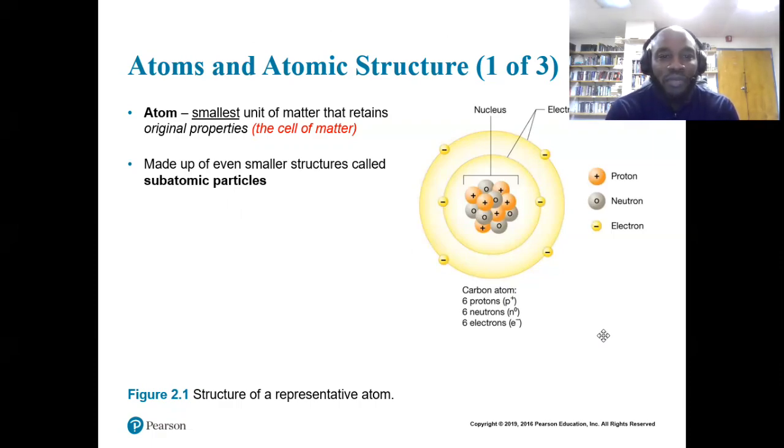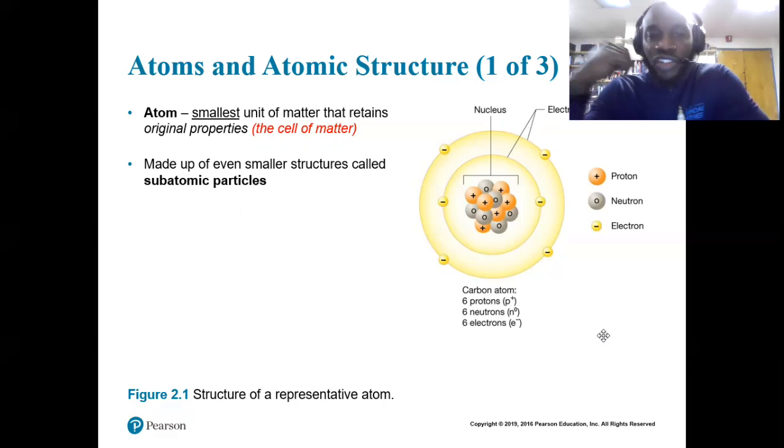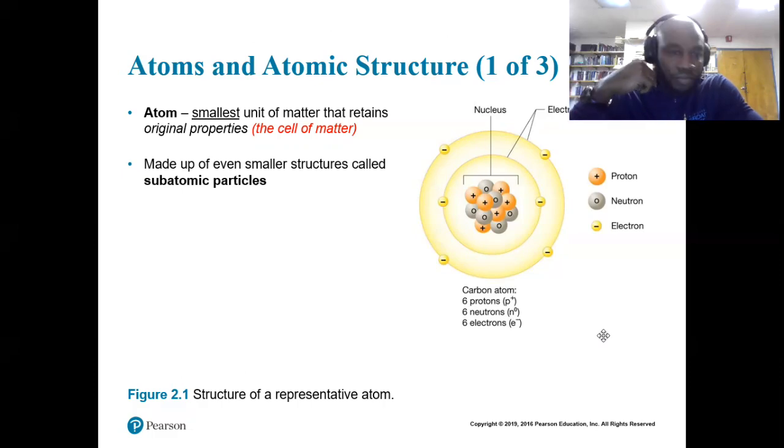But the smallest unit of matter is the atom. It contains the original properties of a specific element, okay? And it's made up of even smaller structures called subatomic particles, right? So if you want to get oxygen down to its smallest unit, it would be an atom of oxygen. That would be the smallest unit of oxygen that you could get to that would still have the properties of oxygen, okay?